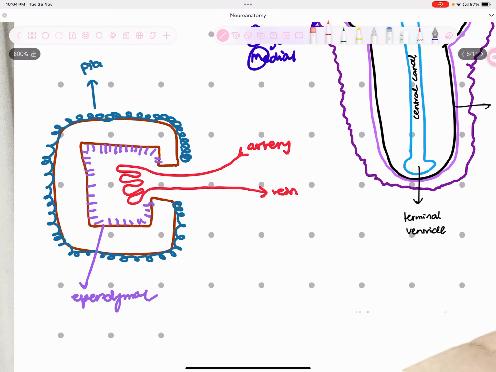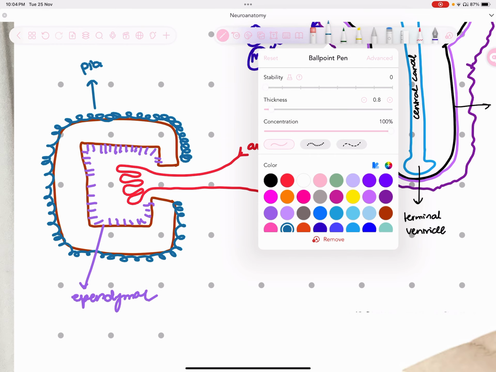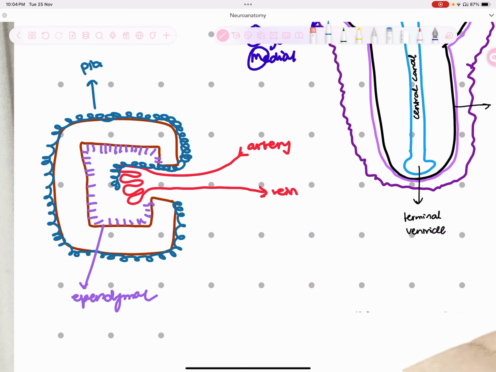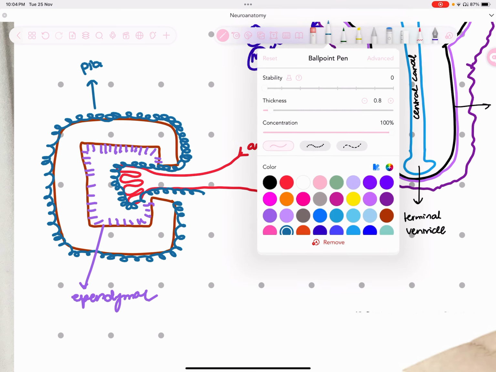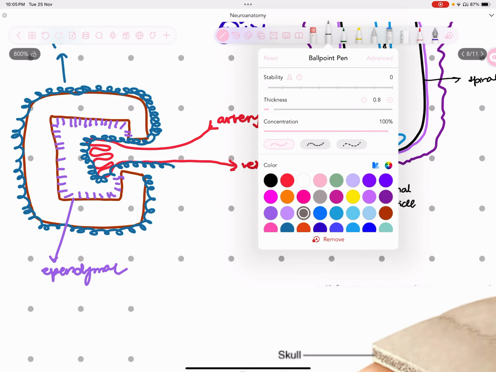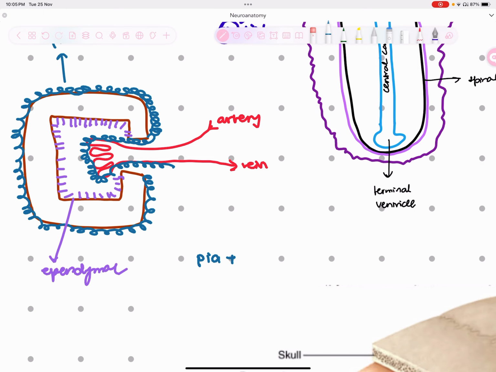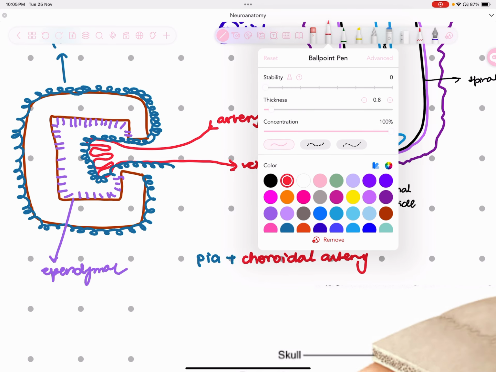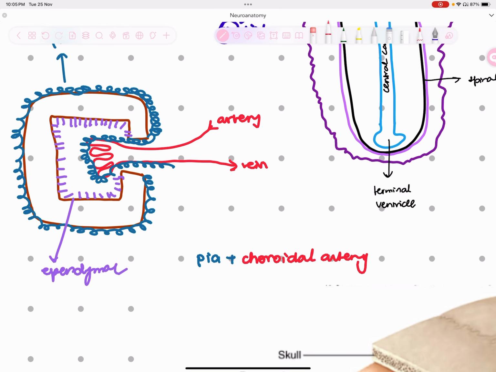And along with this vascular structure, there's one more thing that's being pulled inwards, which is the pia mater. So pia mater is also being pulled inwards with this choroidal artery. Let me make it clear that this pia mater and that choroidal artery, they together make this very important structure called tela choroidea. What is the structure? Tela choroidea.